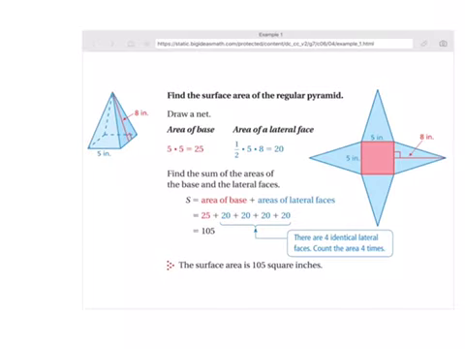Okay, why is it square inches? Because we're dealing with area. Whenever you see that word area, it's usually going to be squared or cubed or something like that. Okay, so now let's do one on your own.